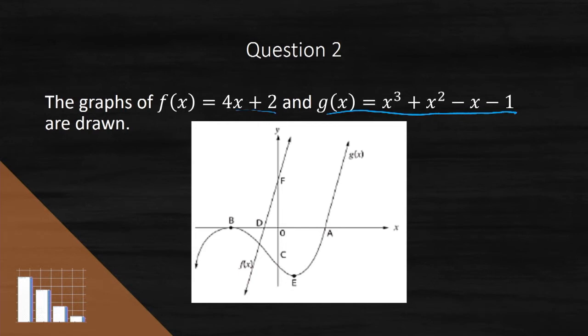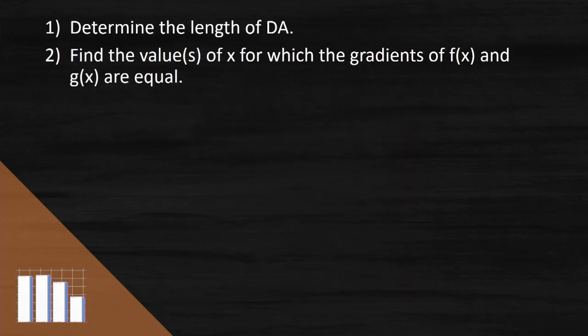We quickly can analyze this graph before we look at what the questions say. We see that D is the x-intercept of the straight line. F will be the y-intercept. The point B is the maximum turning point or your relative maximum of the cubic function. The point E is the relative minimum of the cubic function. A is the x-intercept of the cubic function, and C is the y-intercept of the cubic function. All right, so let's see what the question says.